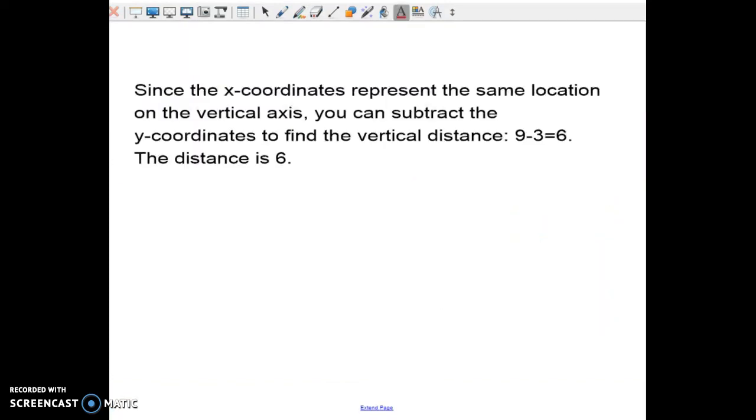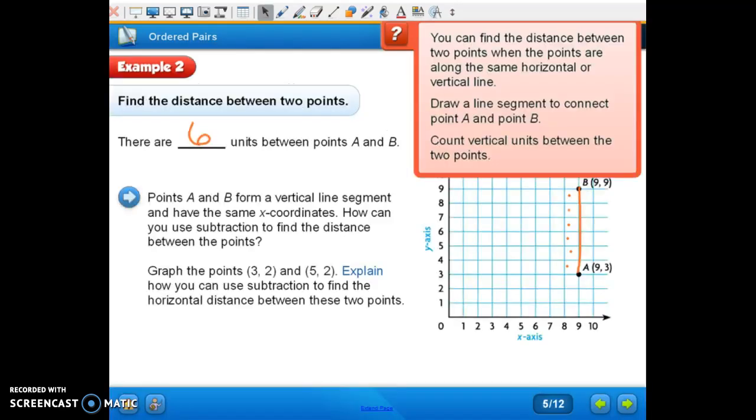Okay, so this is your written explanation under example 2.1. It says since the x-coordinates represent the same location on the vertical axis, that's our y-axis, you can subtract the y-coordinates to find the vertical distance. 9 minus 3 equals 6. The distance is 6.